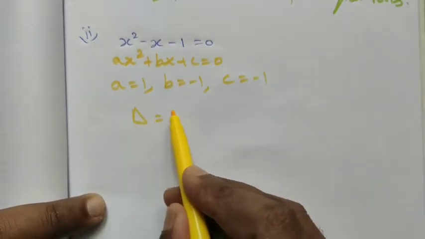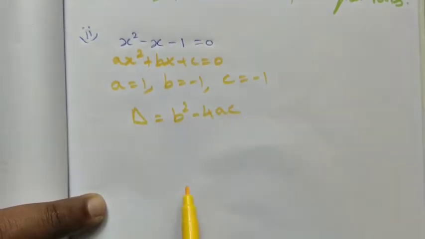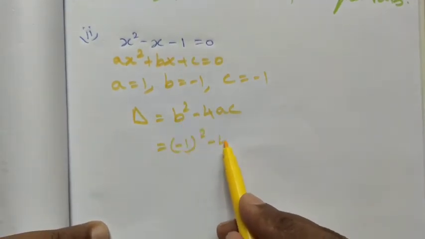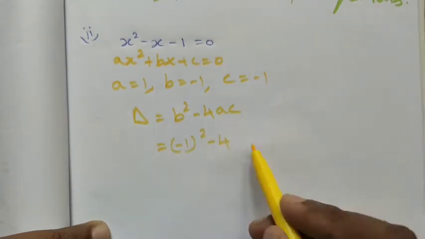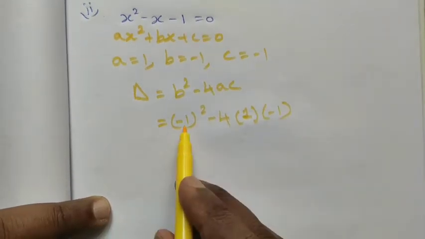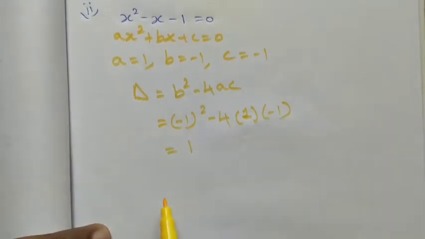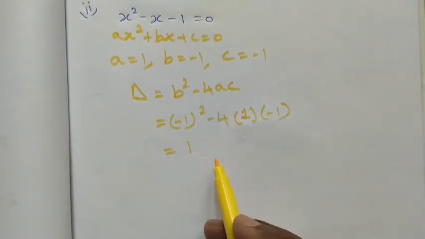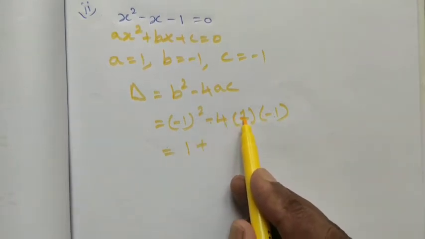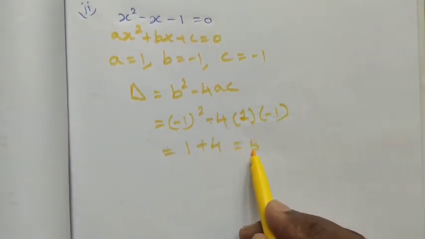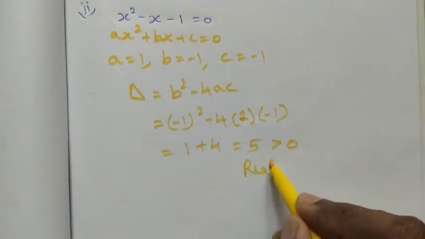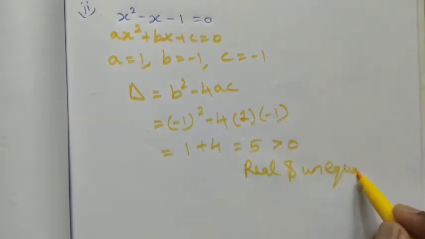So the discriminant is equal to b square minus 4ac, right? So b is minus 1 whole square minus 4 into a is equal to 1 and c is equal to minus 1. Minus 1 whole square is plus 1. Here we have minus, here also we have minus, minus into minus is plus. 4 ones are 4, so 1 plus 4 is 5, which is greater than 0. So here also we have real and unequal roots.